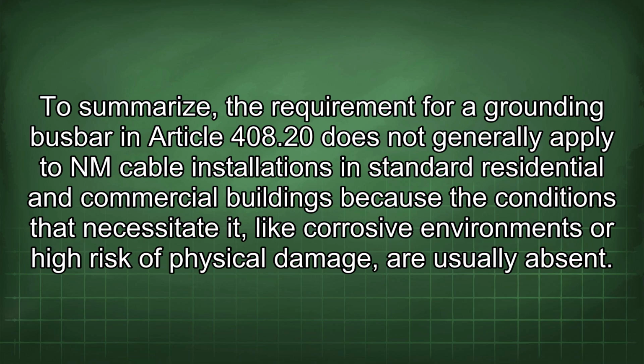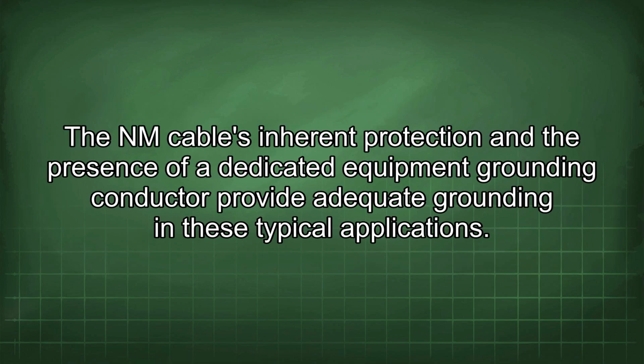To summarize, the requirement for a grounding busbar in Article 408.20 does not generally apply to NM cable installations in standard residential and commercial buildings because the conditions that necessitate it, like corrosive environments or high risk of physical damage, are usually absent. The NM cable's inherent protection and the presence of a dedicated equipment grounding conductor provide adequate grounding in these typical applications.